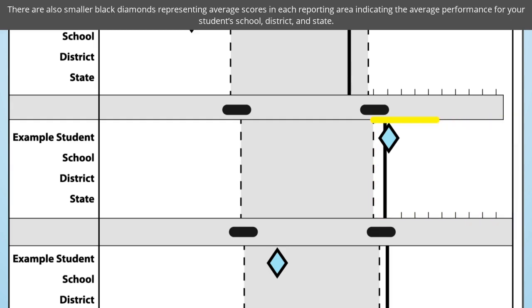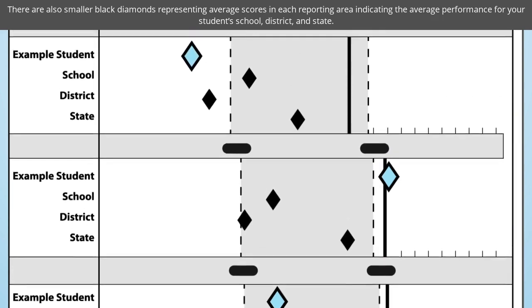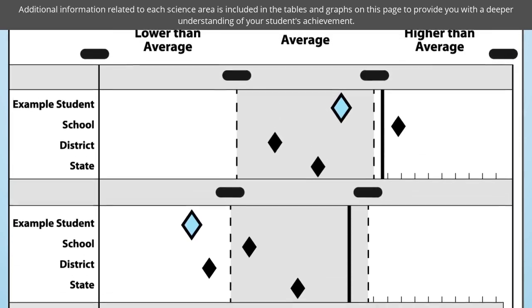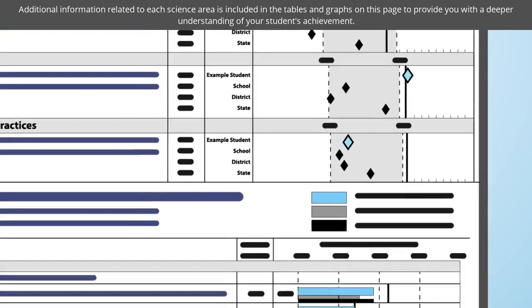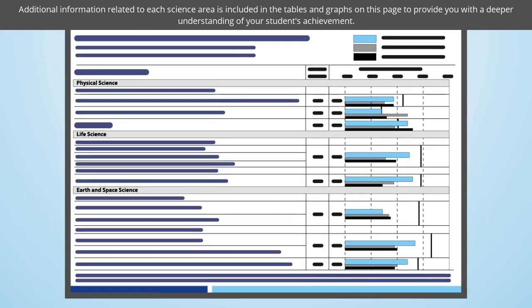There are also smaller black diamonds, representing average scores in each reporting area, indicating the average performance for your student's school, district, and state. Additional information related to each science area is included in the tables and graphs on this page that provide you with a deeper understanding of your student's achievement.